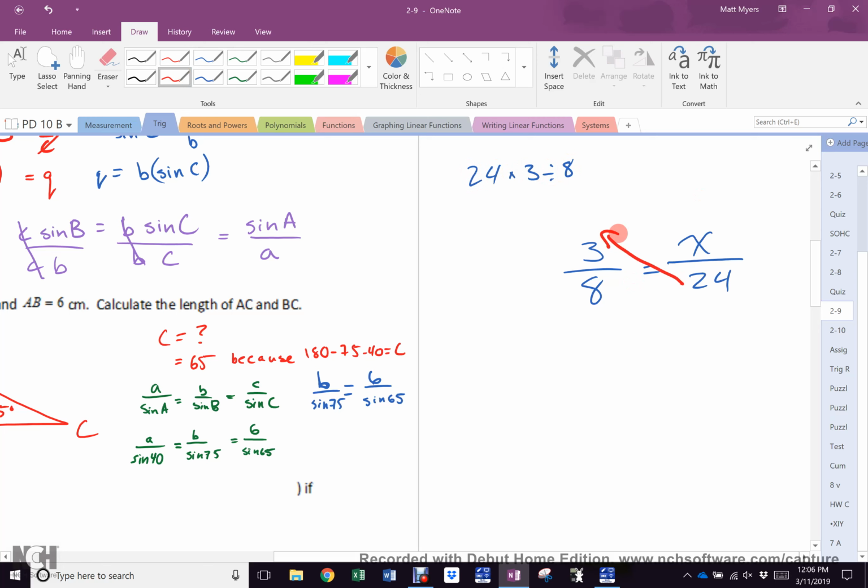24 times 3 divided by 8, right? So now look here. Sine 75 times 6 divided by sine 65. And what do I get? No, of course you don't know. You can't do that in your head. You've got to do that with your calculator. But we've already done trig with our calculator. What then is B?